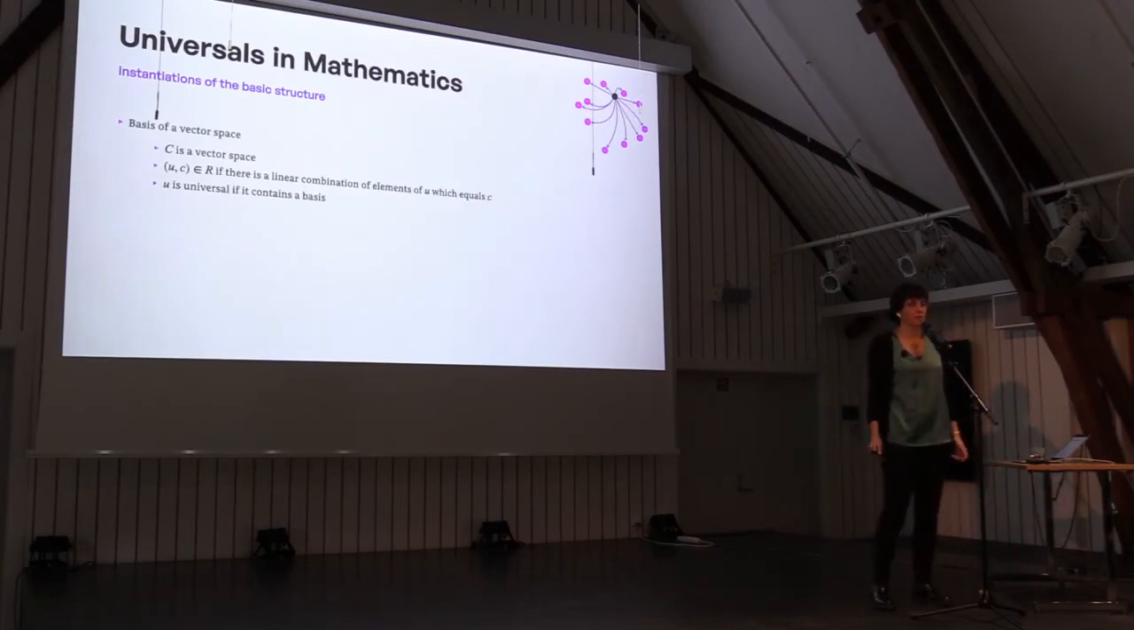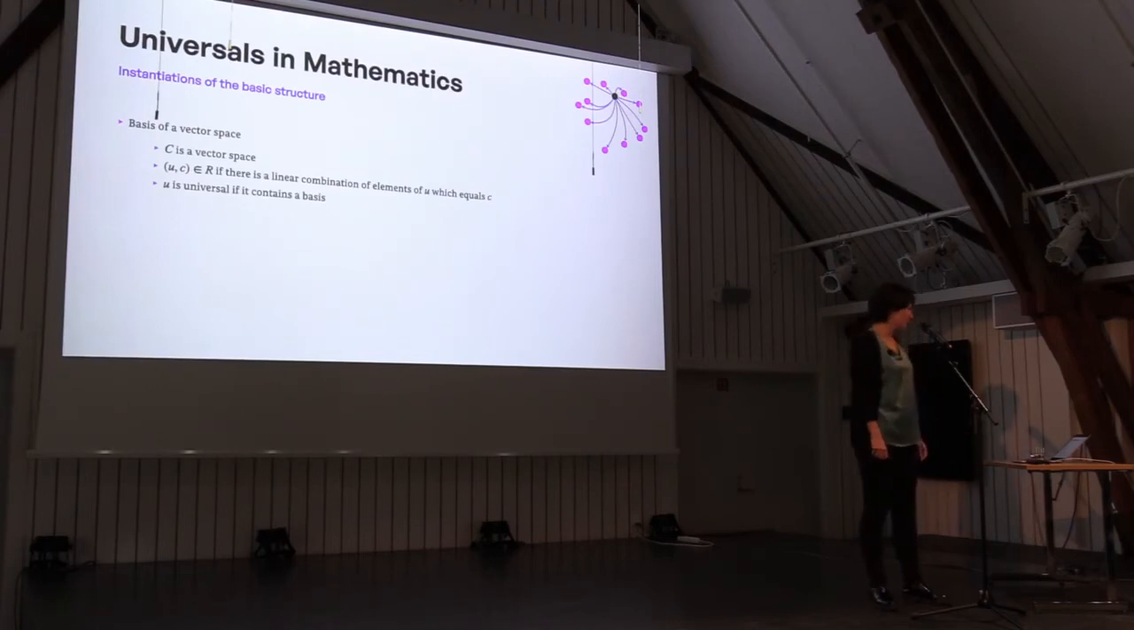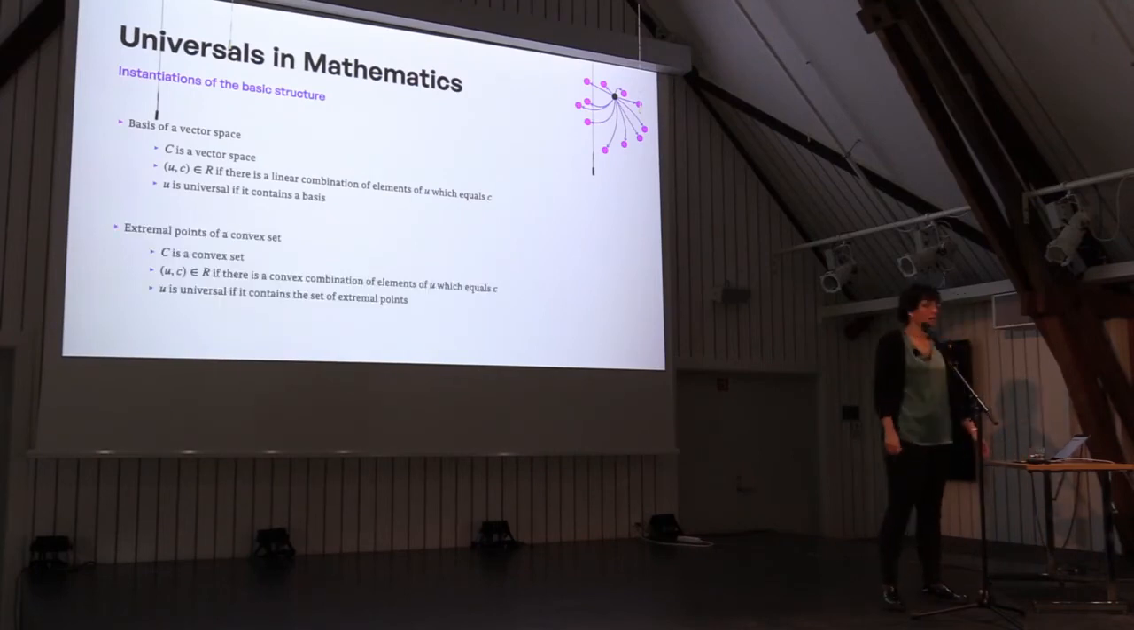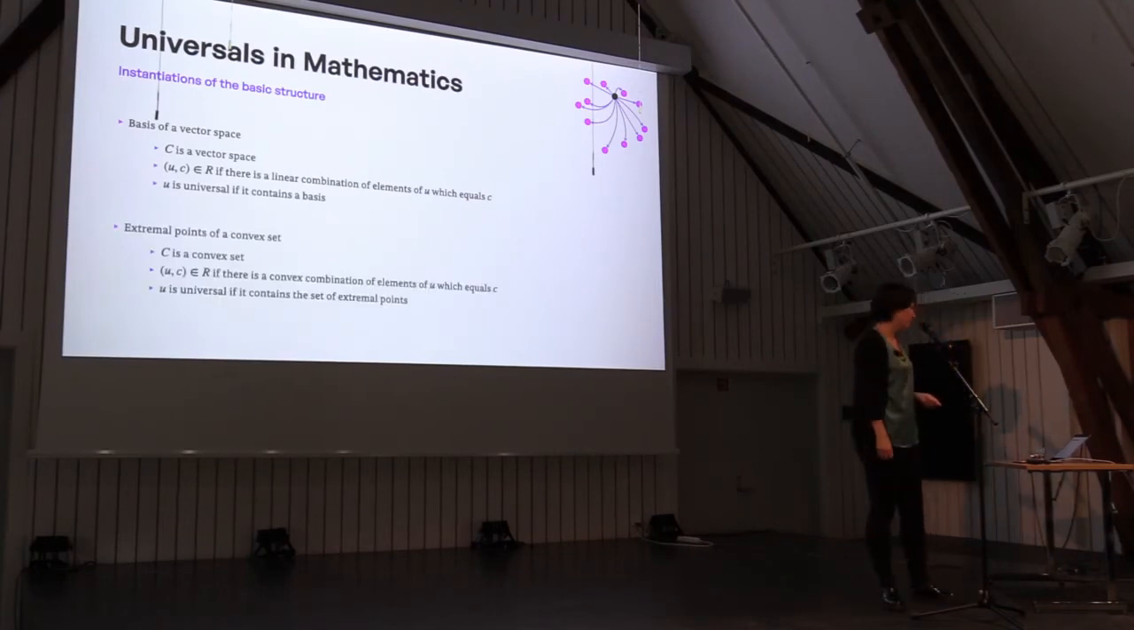Now in mathematics, well, the basis of a vector space, or a generating set for a vector space. So C is a vector space. The relation is linear combination, and U is universal if it contains a basis. Or the extremal point of a convex set. Well, C is a convex set or a convex cone. The relation expresses convex combination. And U is universal if it contains the set of extremal points, or extremal rays for the cone.